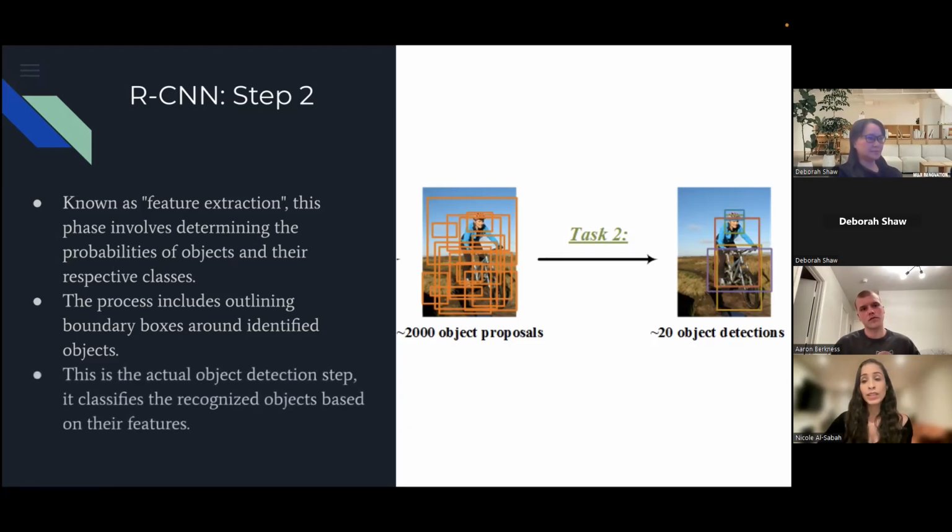And then with the actual object detection step, it classifies the recognized objects based on their features. So let's say on the image on the right, there's 20 object detections, but you can see that there's boundary boxes around a human or a bicycle. And so it then classifies it at that point.